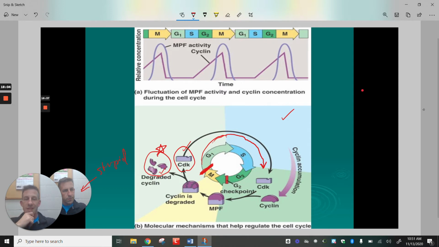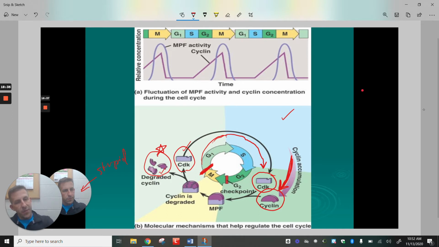Now we start to see in the G2 phase that CDK comes back into the picture. Okay? And so does cyclin. These two things start to accumulate at a higher rate during the beginning to middle of the G2 phase, okay? Because the cell notices things are starting to happen. We've made some extra DNA. We're going to have to start to put together this CDK and cyclin because we have to get ready for mitosis. We're going to start to divide here soon.